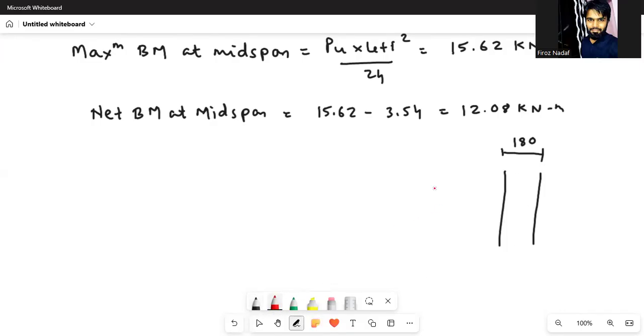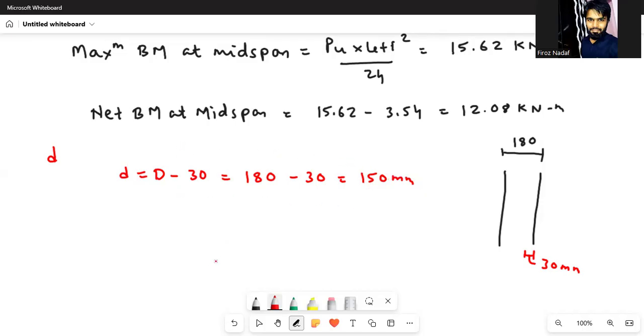But we are interested in small d, that is effective depth. Okay. And already we have assumed 30 mm as effective cover. Since we know the effective cover, we can find effective depth. Okay. So small d equal to capital D minus effective cover. So capital D is 180 mm minus effective cover is 30. Small d is 150 mm. This is your small d.